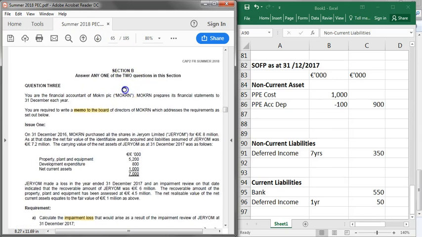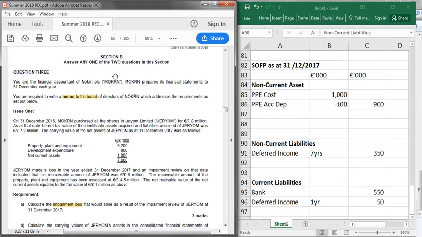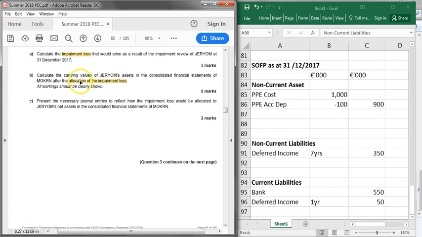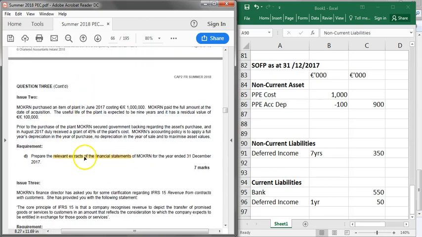So that looked at summary 18, question 3, particularly poor responses for students in terms of IAS 36 and dealing with grants as well. Watch for the memo when you're asked to do it, and watch when they ask you to present either carrying values, or you might be asked to present extracts from the financial statements. Don't always assume it's just journal entries that are required, and that caught out students in that particular sitting.